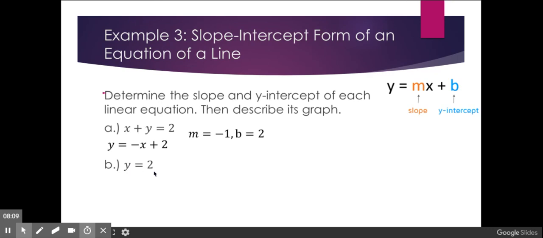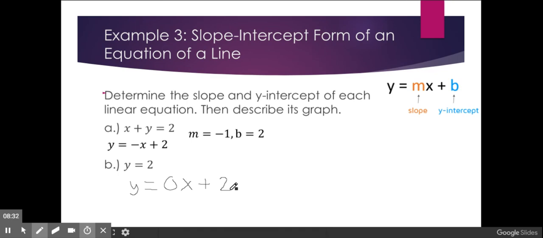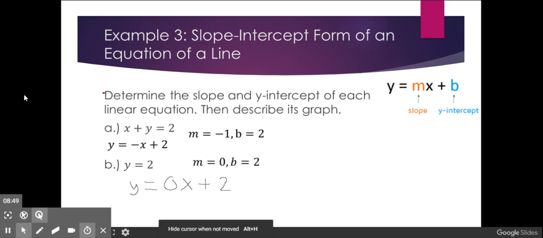It's a little bit tricky. This is a horizontal line, so you can either think about it going back to when we were talking about slope with horizontal lines, or you can also think about it algebraically. Algebraically, this is what it would look like unsimplified. So y equals 0x plus 2, because 0 times anything times x is going to give you 0, which would result in it just simplifying to 2. So here, our slope is 0 and our y-intercept is 2.